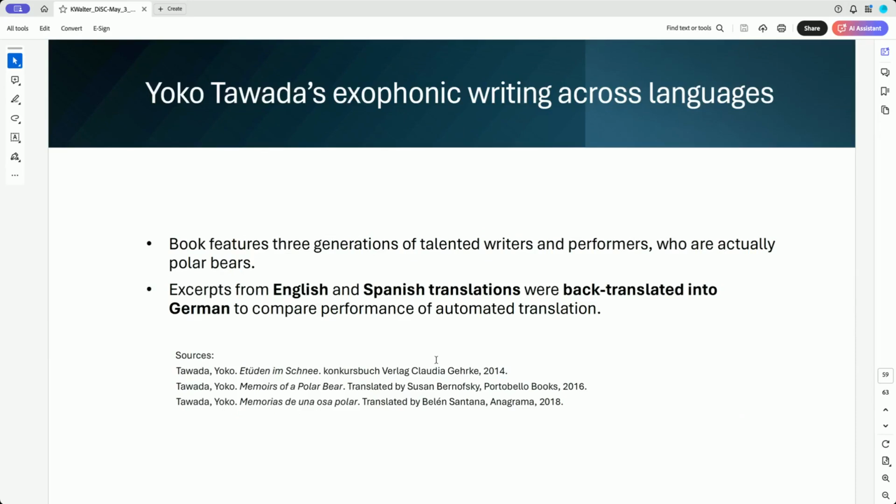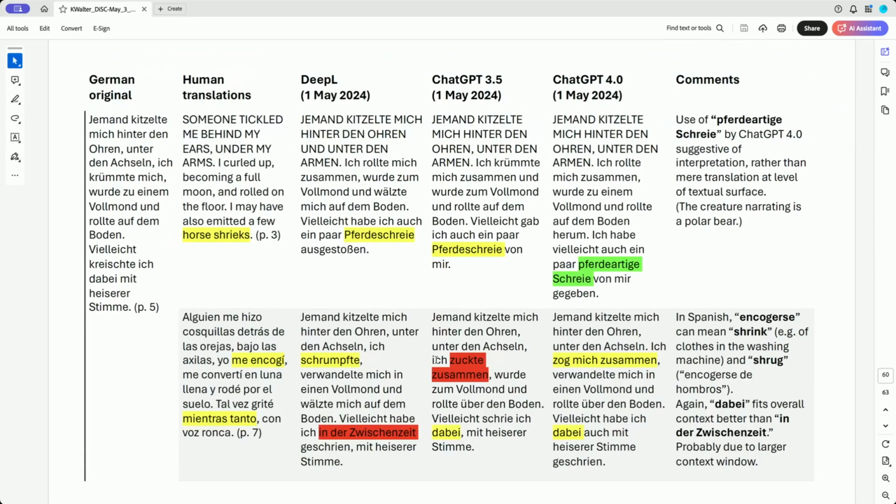So what I did was I looked at Yoko Tawada's exophonic writing. Yoko Tawada is an author who writes both in Japanese and in German and publishes very successfully in both languages. There's a book that she had written originally in Japanese and that she wrote again, slightly differently, in German, called Etüden im Schnee. And I happen to have the English and the Spanish translations of this book at home. So I put down the original German passage and then the human translation into English by Susan Bernofsky, and then the human translation into Spanish by Belén Santana, and I back translated these translations into German.